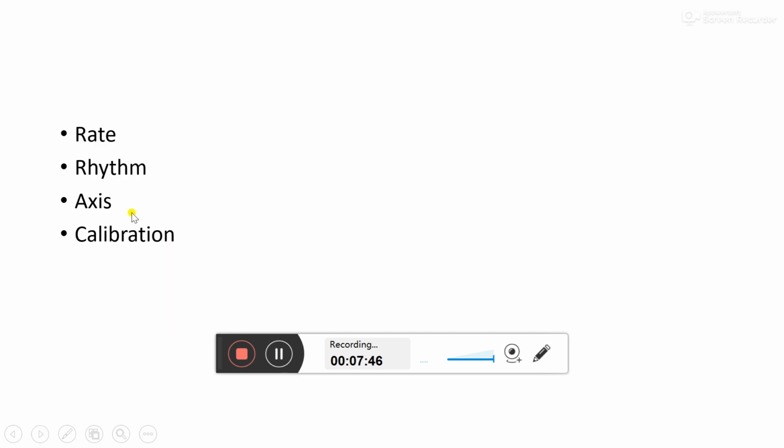Now when we get an ECG paper, we read the ECG starting from the calibration, then we see the rhythm, then rate, then axis, then the waves, and then we look at every lead. Okay, this is the sequence.